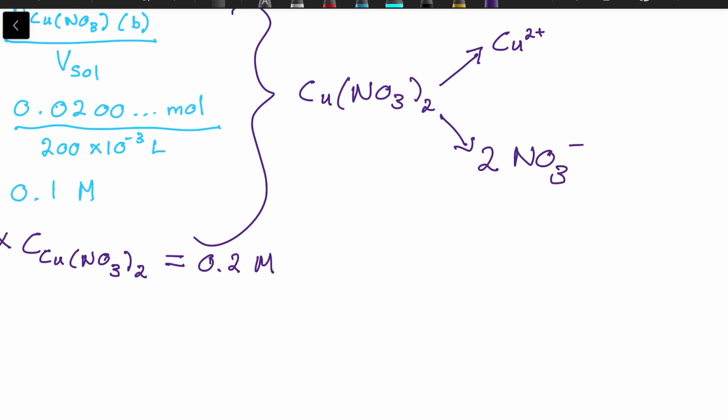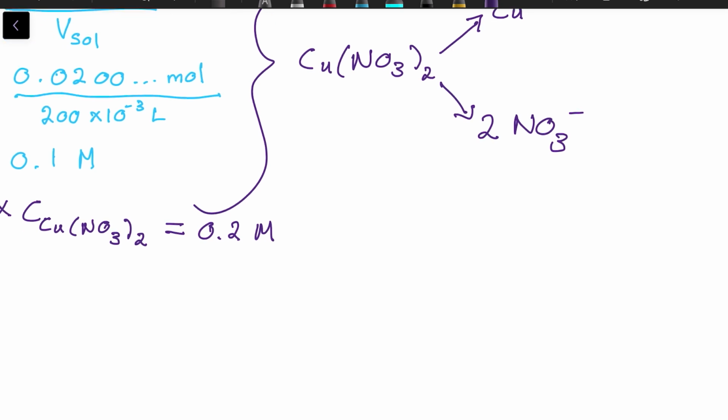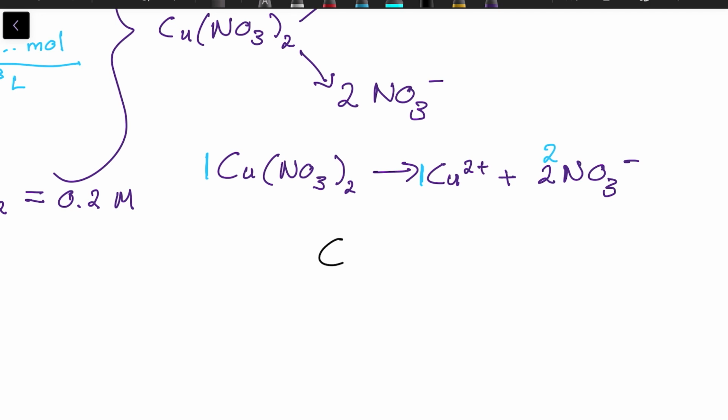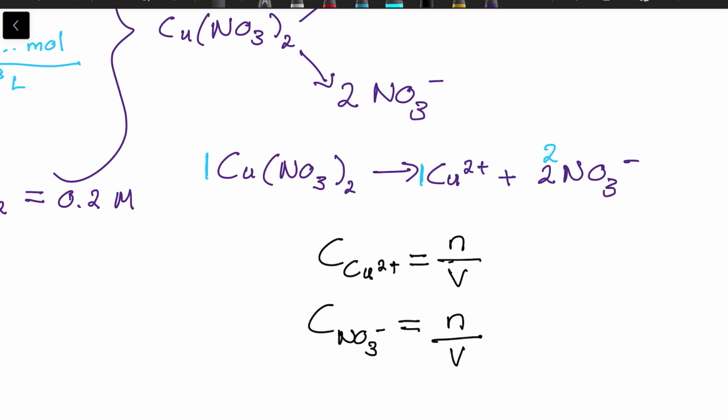Okay. You can logically argue this situation out for yourself. In principle, let's say you had a chemical reaction where you had copper nitrate, Cu(NO3)2, and that just needs to split. So what do you get? You get Cu2+ and 2 NO3-. If we have 1 copper nitrate, we'll form 1 Cu2+, and we'll form 2 mole of NO3-. So if we want to calculate the concentration of Cu2+ and the concentration of NO3-, we would say the concentration of Cu2+ is equal to the number of mole divided by the volume of the solution. And this one would also be the number of mole divided by the volume of the solution.